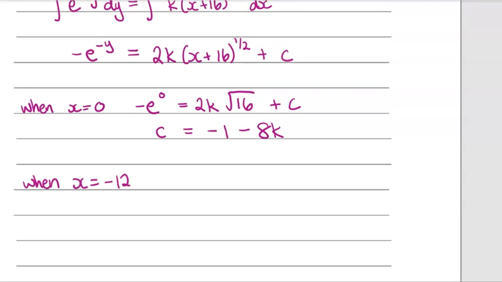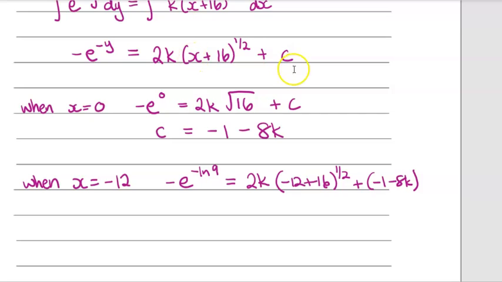So when x is minus 12, we can put in that y is negative log 9. And so then also substituting minus 12 in place of the x here. So I'm just taking this line here again and substituting in the values, but now we know that c is minus 1 minus 8k. Okay, so working that through, e's cancel each other out, so this becomes minus, okay, so this might just take a little explaining, minus 1/9.